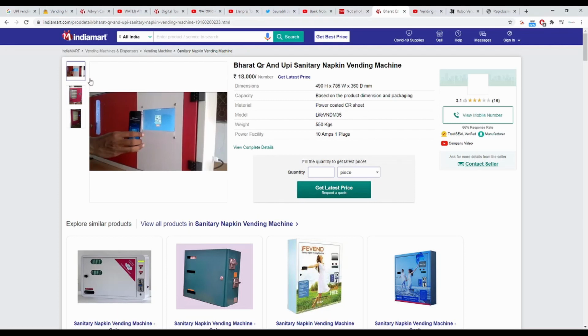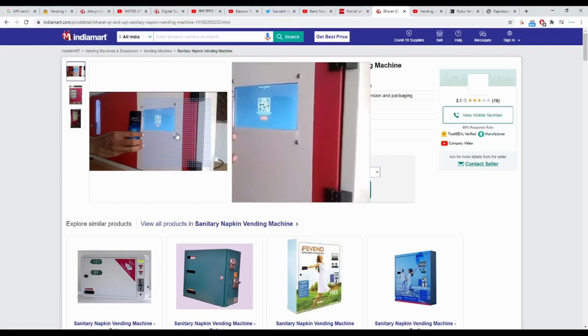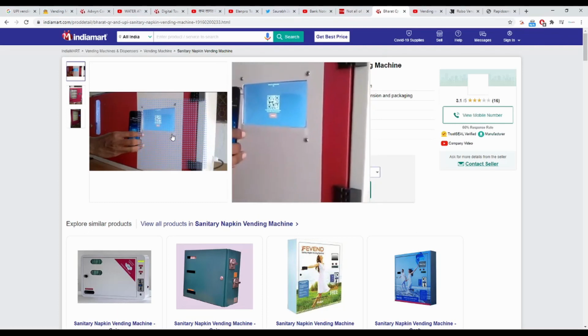And the interface should be proper, not such a small QR code on such a big screen, not a proper utilization of the screen space. Again, I don't think this is a UPI code.